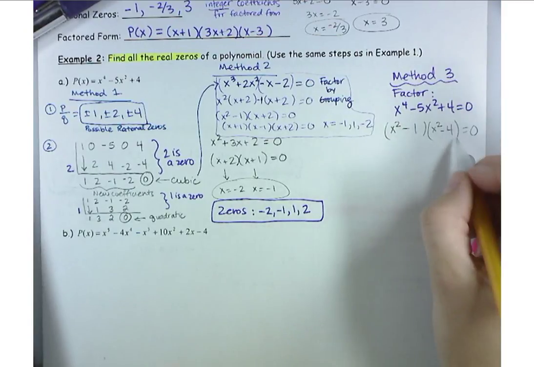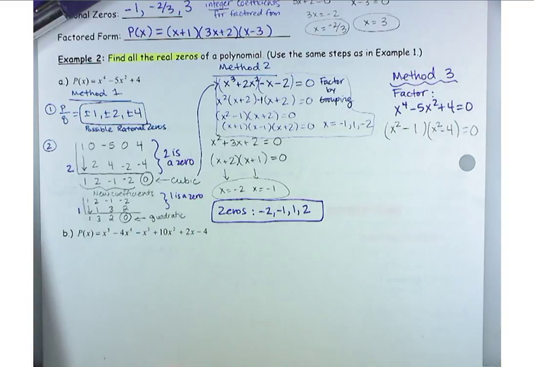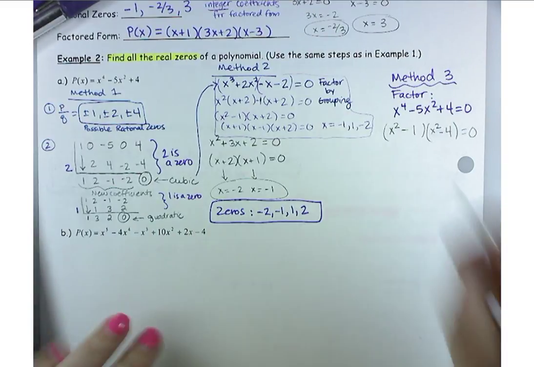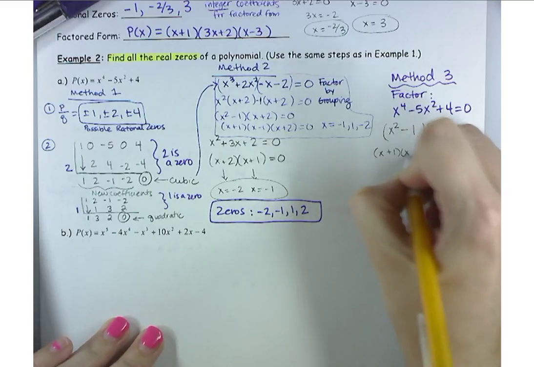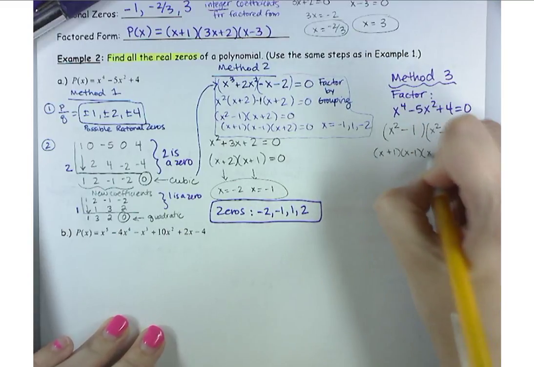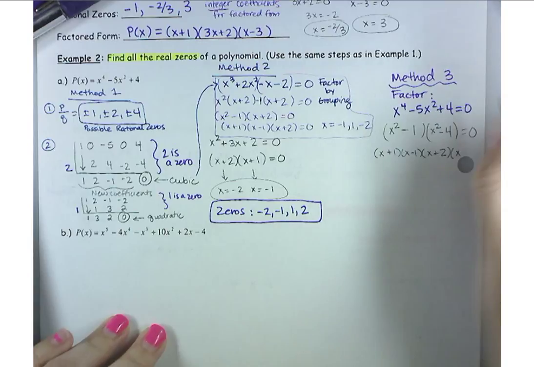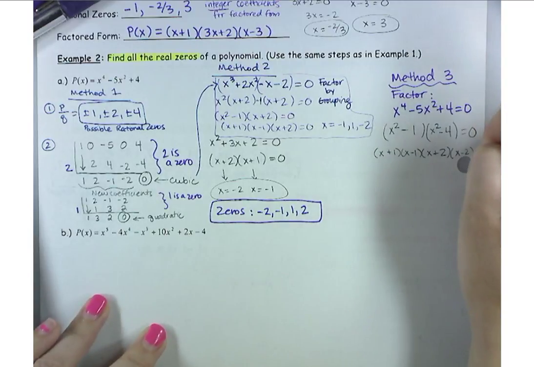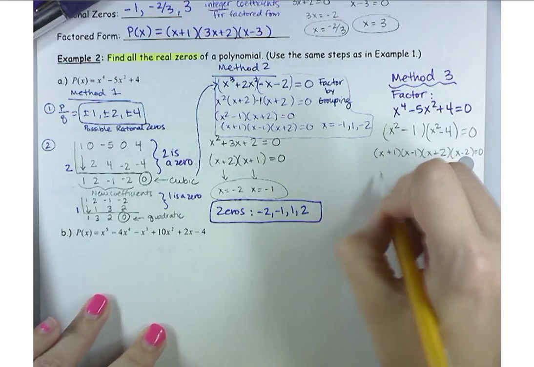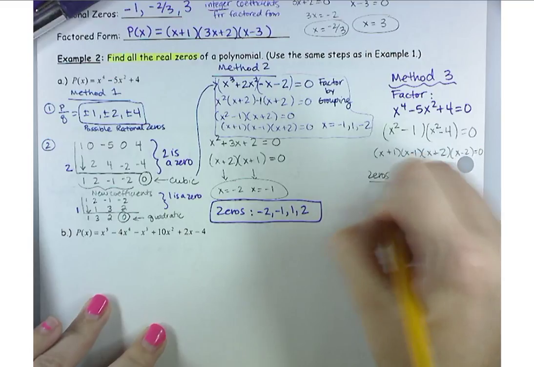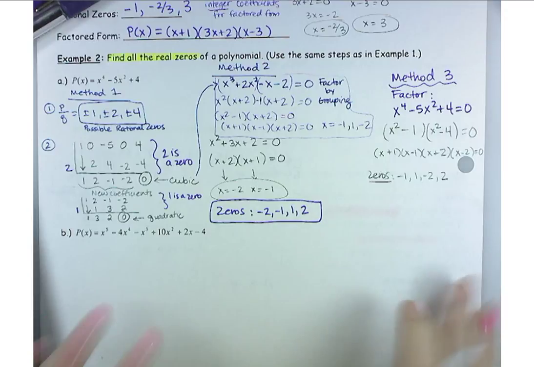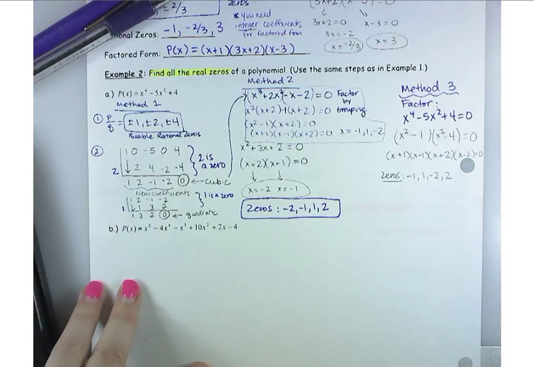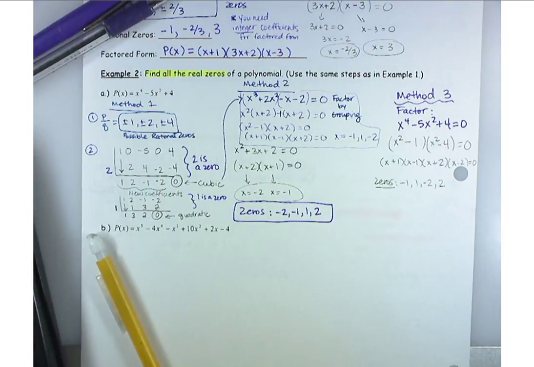Okay, so then we can go ahead and factor both of these. Both of those are special because they're both what? Yep, they're both perfect squares, so it's the difference of 2 squares. So it would be x plus 1 times x minus 1, x plus 2 times x minus 2. So from there, you would get the same thing. Your zeros, negative 1, 1, negative 2, 2. Okay, so any one of those methods are correct.